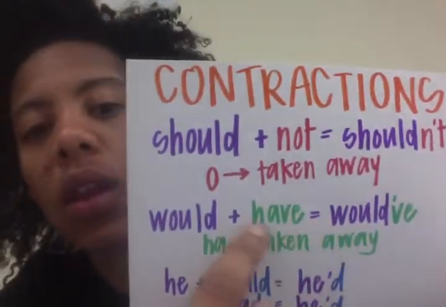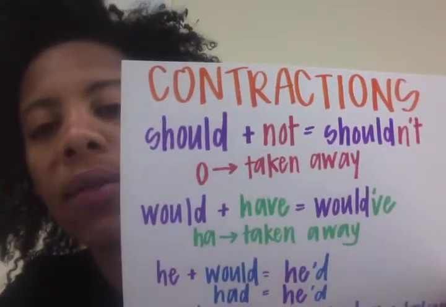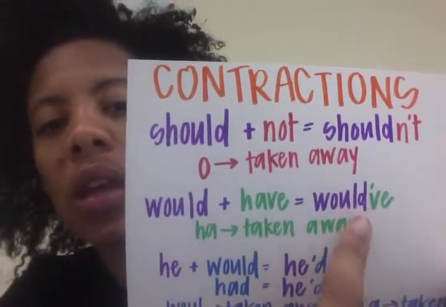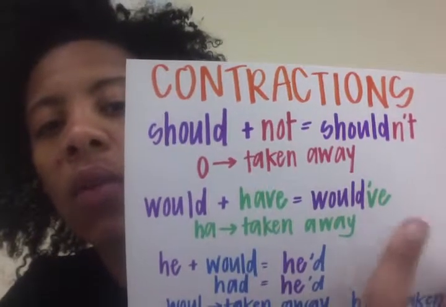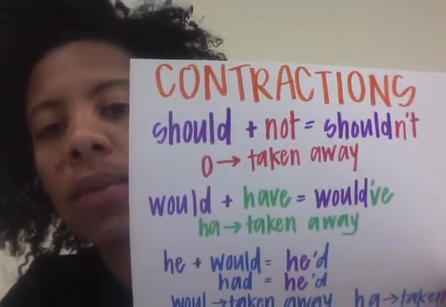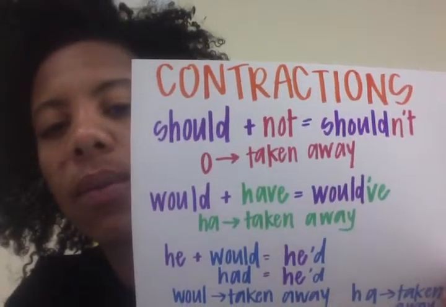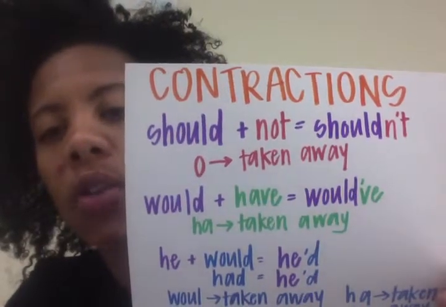The next form that we have is with the contraction have. So here we have would and have. In this case, the H and the A in have are taken over by the apostrophe. So when you put would and have together, you get would've. The HA is taken away and replaced by an apostrophe.